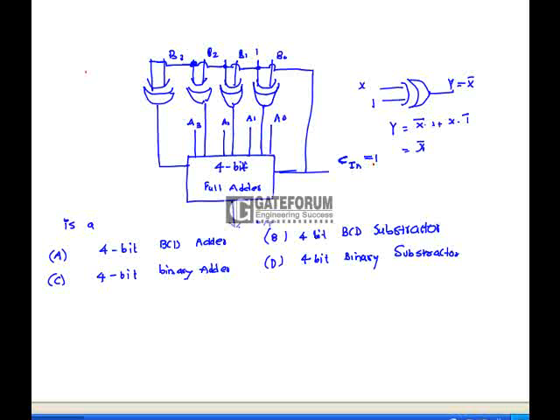Then we are adding carry 1, that is A3, A2, A1, A0, ones complement B data bits, and then we are adding 1. Means it is kind of a 2's complement of the B data, and then we are adding it to the A's data. Means it is kind of an output is nothing but A minus B. So it is a 4-bit binary subtractor, that is option D is correct.